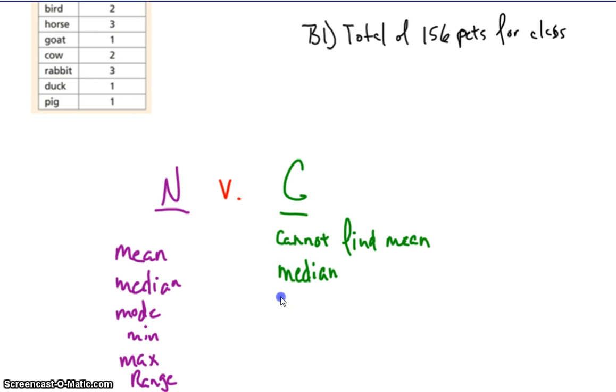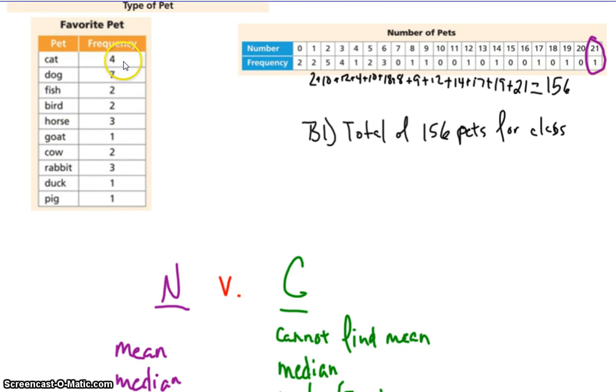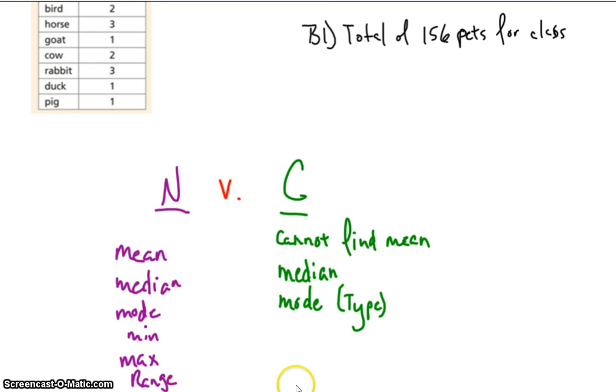We can find a mode, okay? And what I mean by that is, again, we're not going to be finding a number here, but this would be a mode as far as a type, or one of the categories can be the mode. So if I look up here for favorite pet, the mode is dog. Dog is going to be the mode because most people picked the dog over anything else. So we can still find the mode.